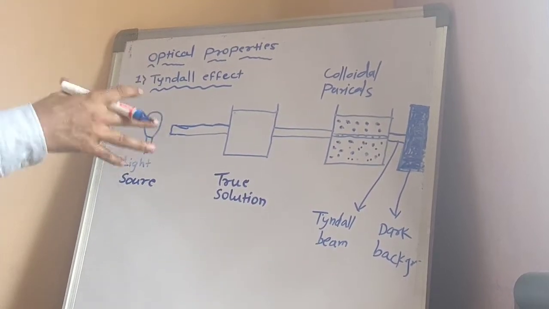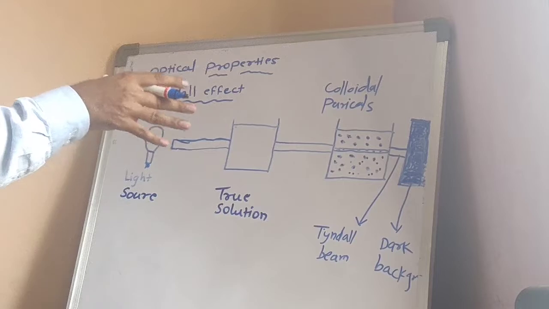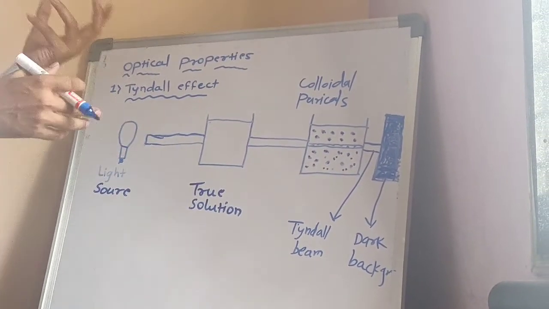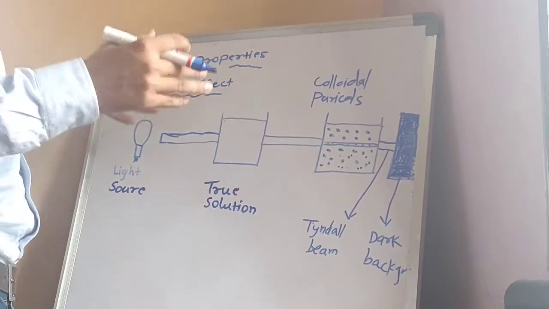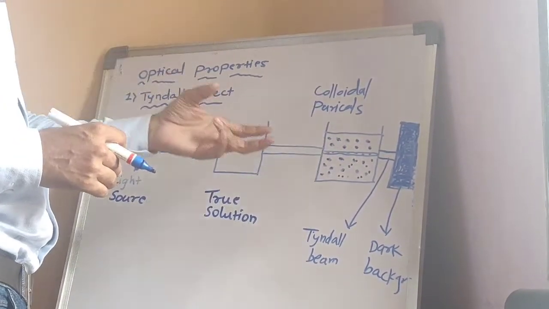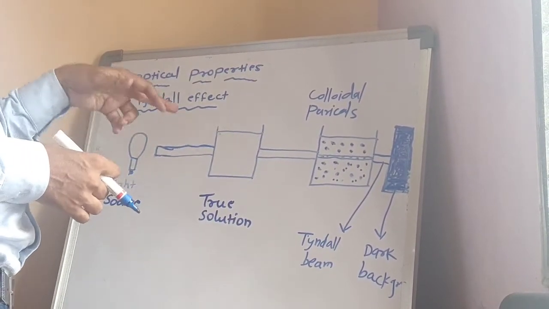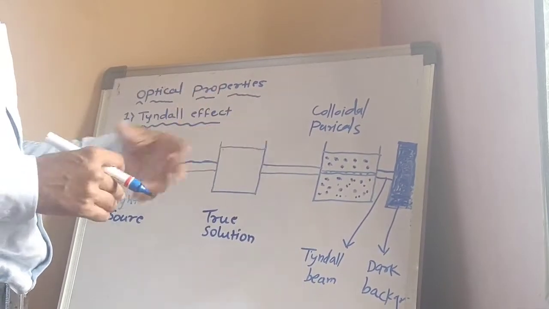Every medium has its own refractive index. All liquids, for example water, have a different refractive index, and oil has a different refractive index. So in the colloidal dispersion, the intensity of scattering of light depends upon the difference between the refractive indices.